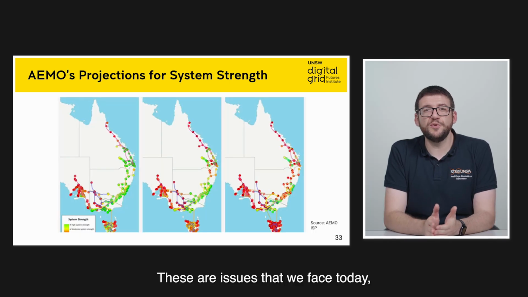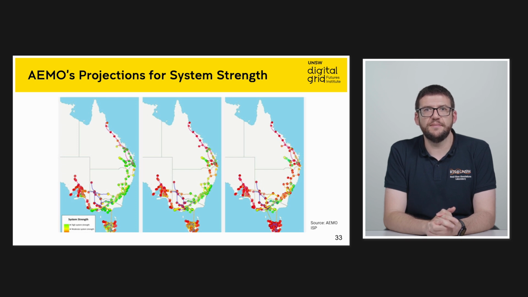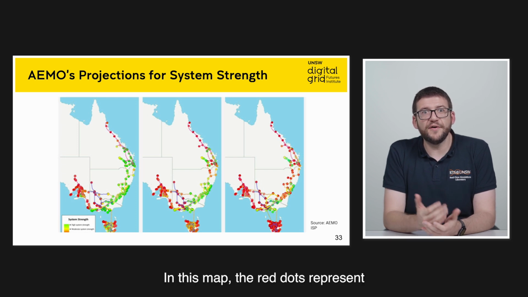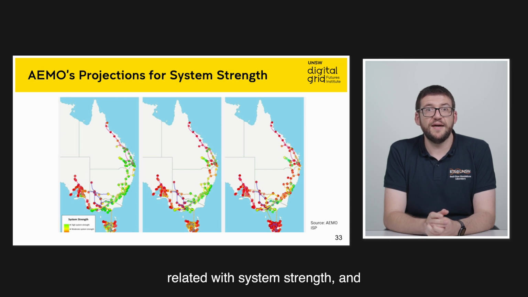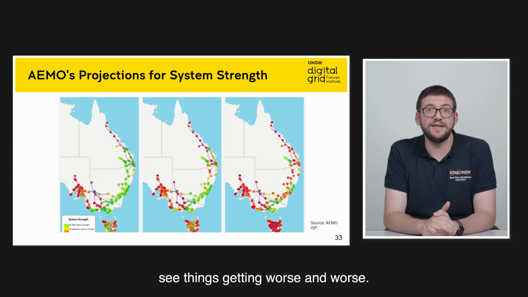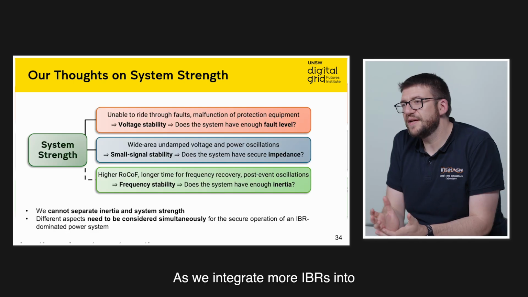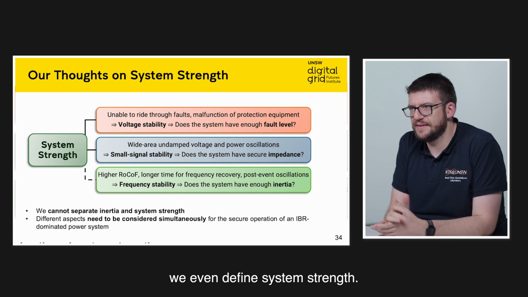These are issues that we face today, and we expect to get worse as we remove more and more synchronous generation from the system. In this map, the red dots represent areas that we expect to observe issues related with system strength, and as we move towards higher proportion of renewables to 2050 and beyond, we see things getting worse and worse. As we integrate more IBRs into our power system, we need to take a more holistic view of how we even define system strength.